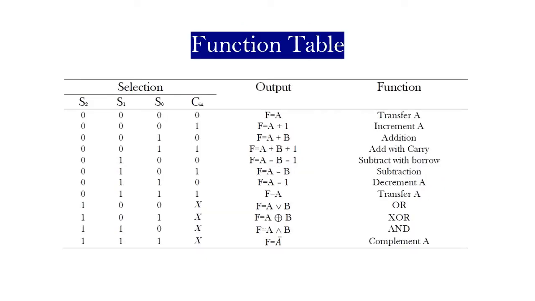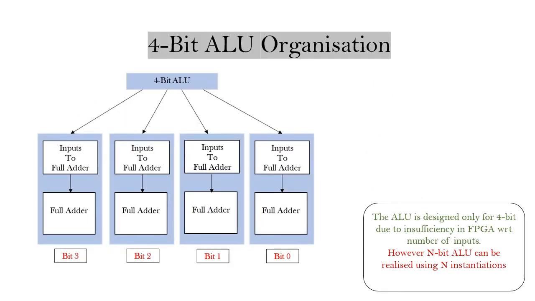Here is the function table of an ALU. Any ALU has a function table which tells what operation is performed by the ALU based on the selection lines. So here is the function table of our ALU. Based on various selection possibilities, 8 arithmetic operations and 4 logical operations are performed in our designed ALU.